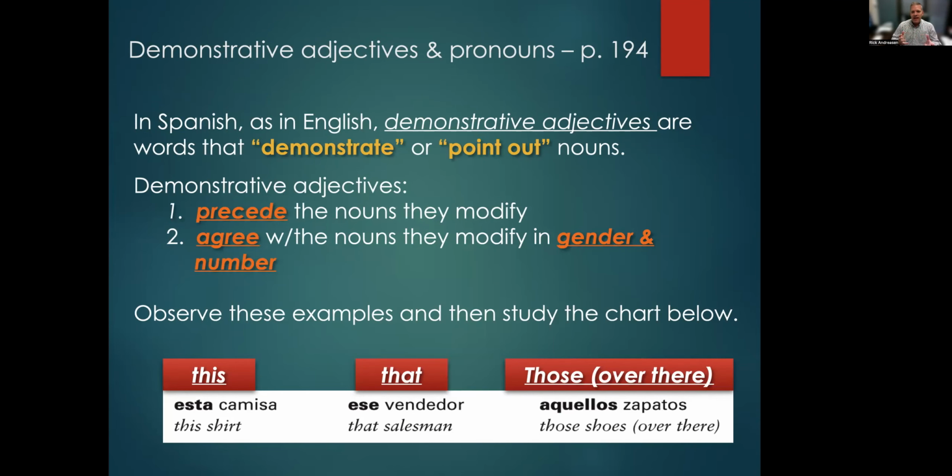All right, so demonstrative adjectives demonstrate or point out things. Now remember, adjectives modify nouns, right? So they're always going to go before the noun. That's what it says, number one, precede the nouns they modify, and they're going to agree in gender and in number. There are three basic ones: este, esta camisa, ese vendedor, and aquellos zapatos. Okay, so those are the three. There's a word with a T, a word without a T, and then a form of aquellos. So this will make more sense here in just a second.